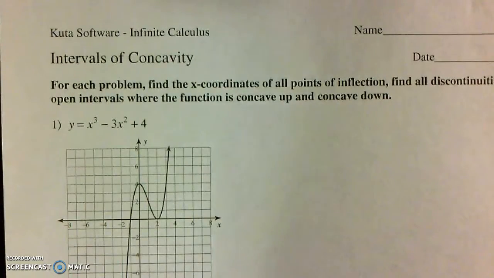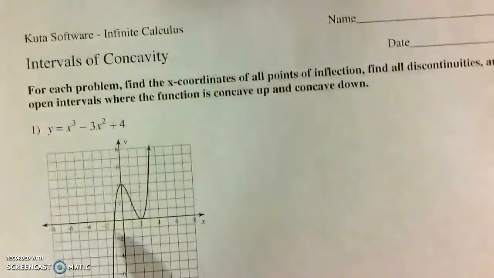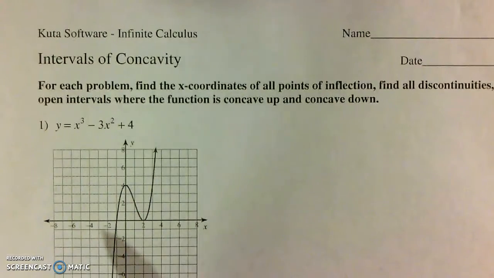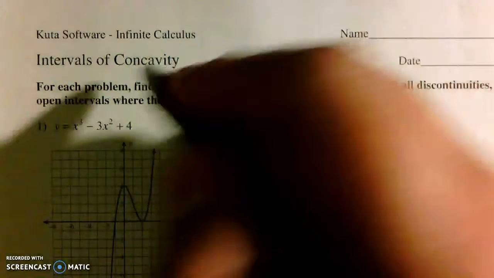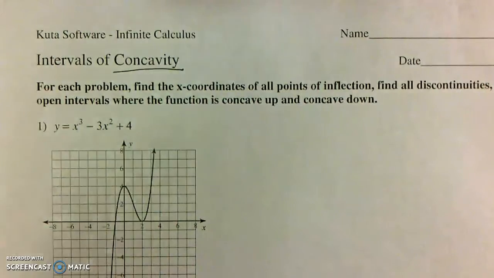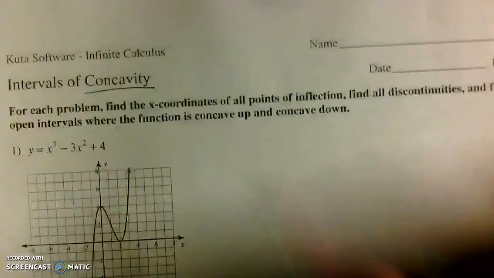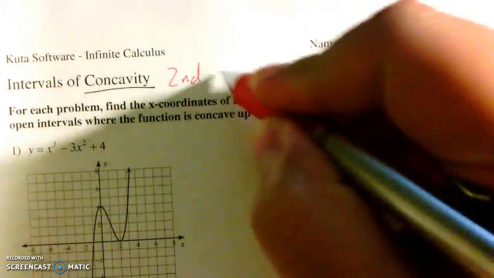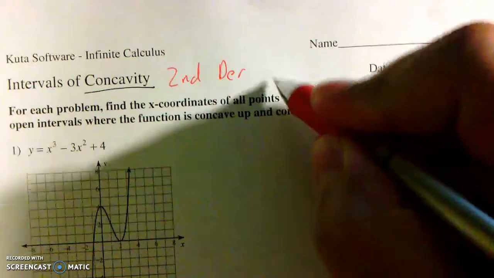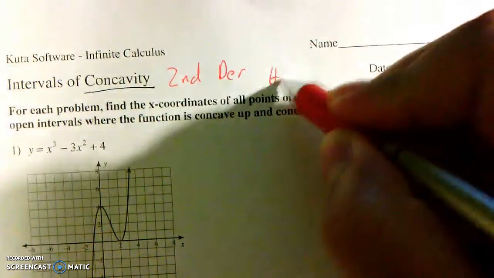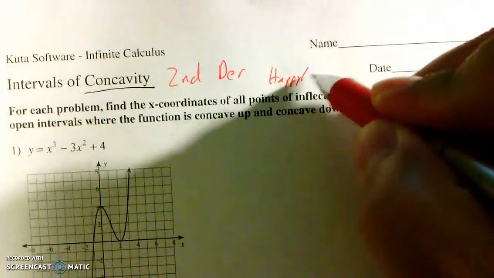Alright, so now instead of looking for when it's increasing and decreasing using the first derivative, we're going to do intervals of concavity. So we're going to find when is it happy and when is it sad. So second derivative, and this has to do with happy or sad.